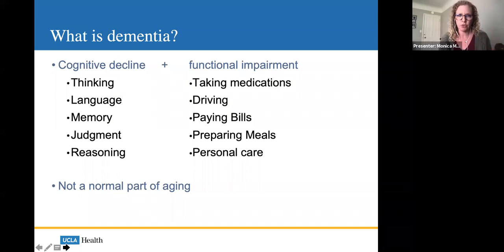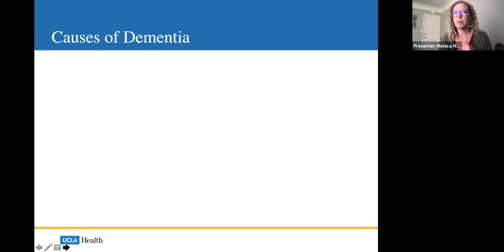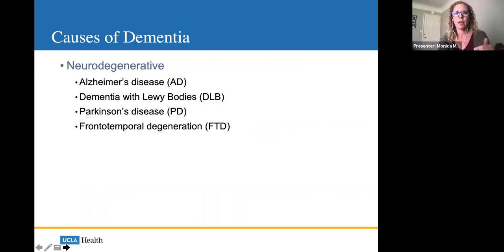To be able to address these issues. When we think about the causes of dementia, the ones I'm going to talk about today are what we call neurodegenerative. This is where there's actually a decline, a degeneration in the brain: neuro is brain, degeneration. So we're going to talk about Alzheimer's disease, as I said, Lewy body and Parkinson's dementia, as well as frontotemporal dementia.